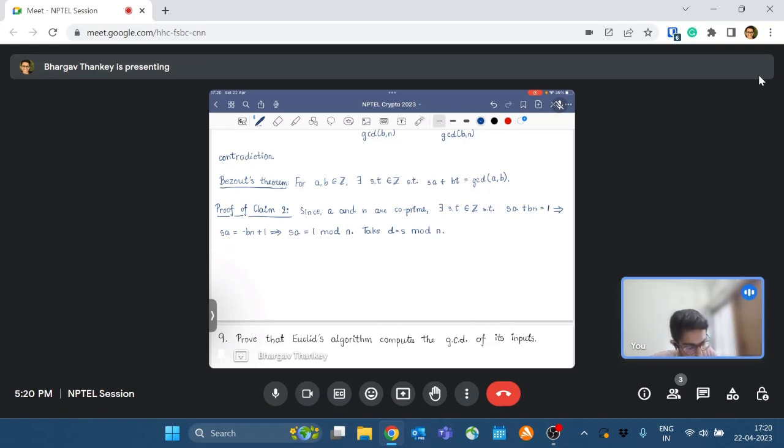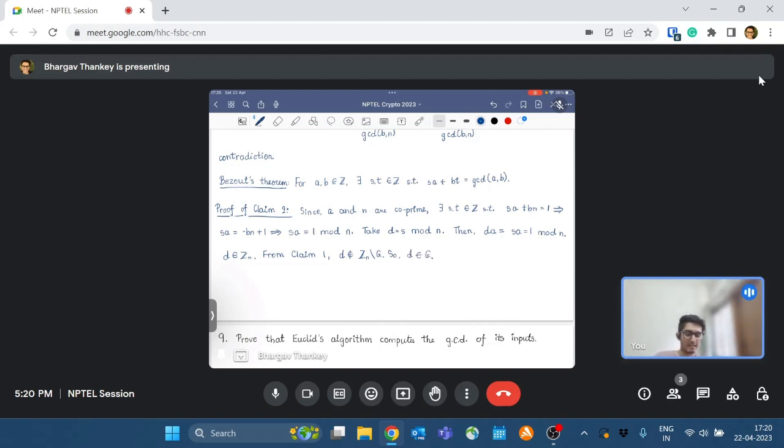Yeah, so then SA equals 1 mod N. Now I need... okay, D is in Z_N. Yeah, so D must be in G.